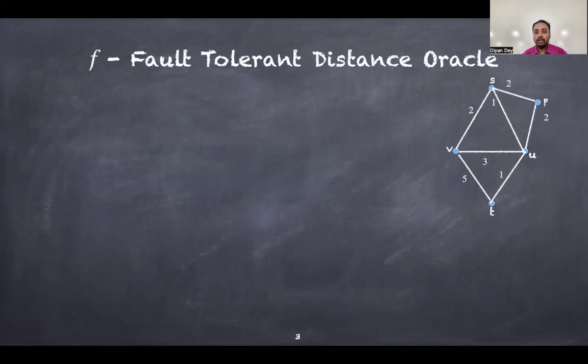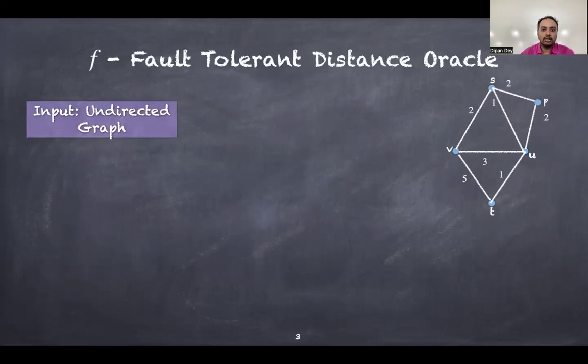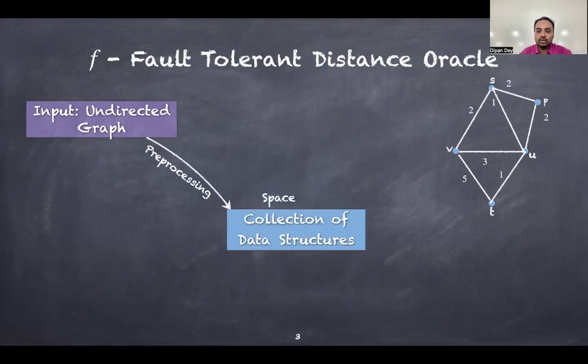In a fault tolerant distance oracle, you are given as input an undirected graph. We are talking about undirected graphs here; you may be given directed graphs also, but the graphs we study here are undirected, and they may or may not be weighted. So, undirected weighted graphs. Then you do some pre-processing and store a collection of data structures. This collection of data structures is known as the F fault tolerant distance oracle.